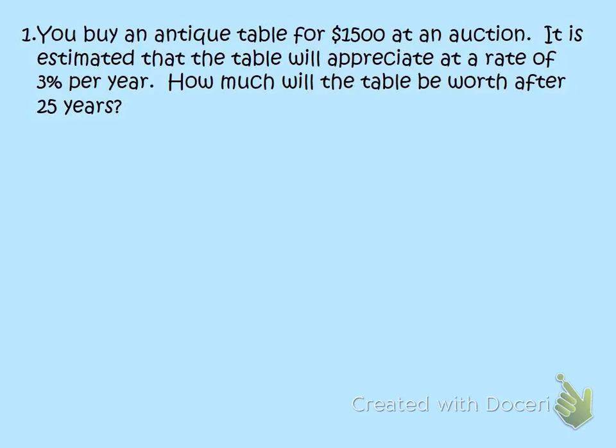Okay? So, for example, if you're looking at a story problem like this, it says you buy an antique table for $1,500 at an auction. It is estimated that the table will appreciate at a rate of 3% per year. How much will the table be worth after 25 years? Now, the words that we're looking for here are appreciate and per year. That's going to let you know, one, we're using this particular formula, and two, that it's an appreciation, and we want to do the plus r, not the minus r. So we need the formula y equals c times (1 plus or minus r) to the t. It'll be a little bit more confusing when we add the other two formulas in here.